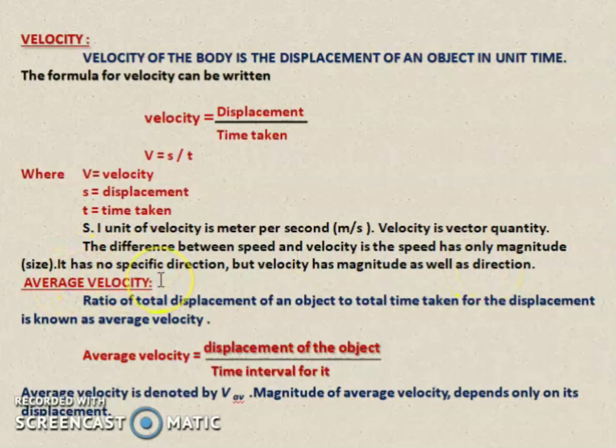Average velocity. Average velocity is the ratio of the total displacement of the object to the total time taken for the displacement. So average velocity is equal to the total displacement of an object upon the time interval for it. Average velocity is denoted by V_av. The magnitude of the average velocity depends on its displacement.